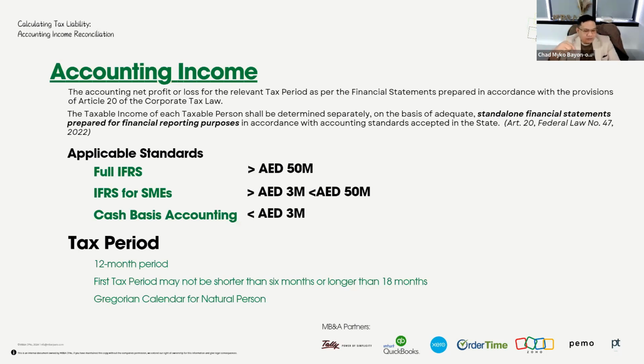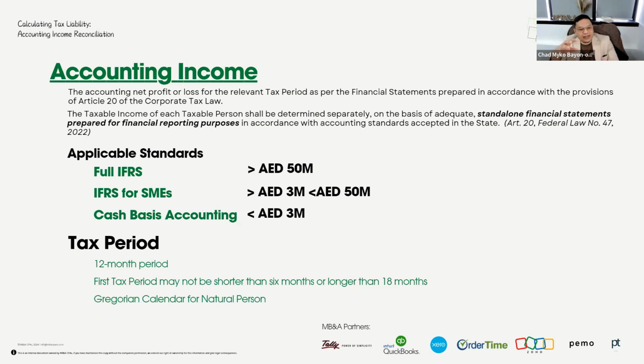Okay, now there's another option for us. If ever our revenue is less than 3 million, we have an election on having the cash basis accounting. Our cash basis accounting is actually a much simpler approach in terms of recognition of your accounting income. This is the simplest one.